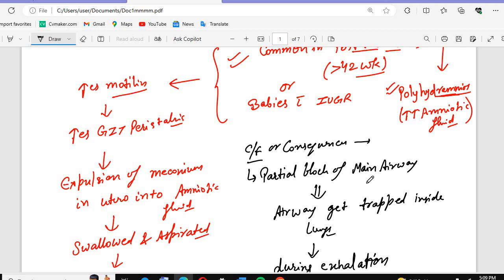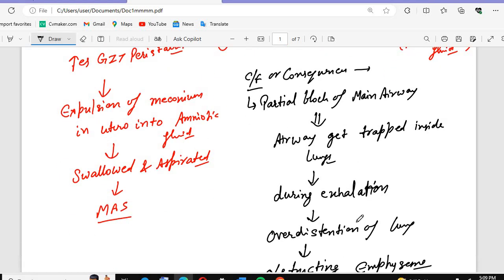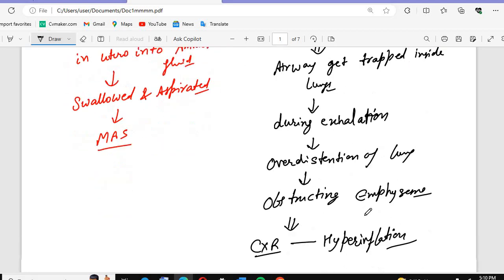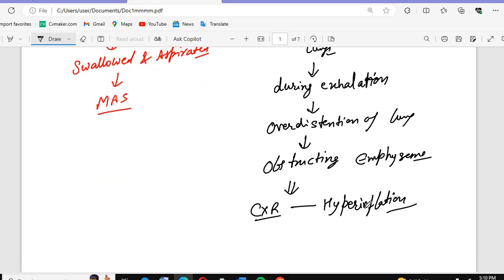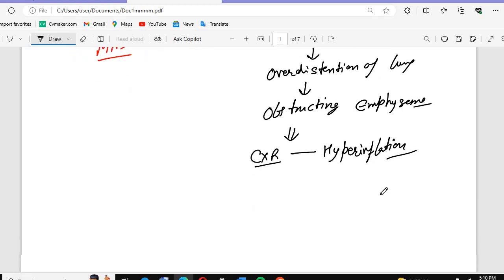So when it is going into the trachea region or into the airway regions, this stool can cause a blockage or partial blockage of the main airway, and the air will get trapped inside the lungs. When the baby is exhaling, there will be over-distension of the lungs, which causes obstructive emphysema. And on the chest X-ray, what do we see? In the chest X-ray we see hyperinflation. Okay, I hope this is clear.